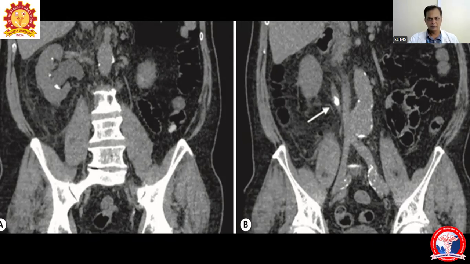Same patient, another section. We are seeing the coronal plane only, but more toward the back side. We are seeing the vertebral column also. Here we are not getting to see the ureter in the same image, but we are getting to see the renal pelvis, calyceal system, and the kidney.